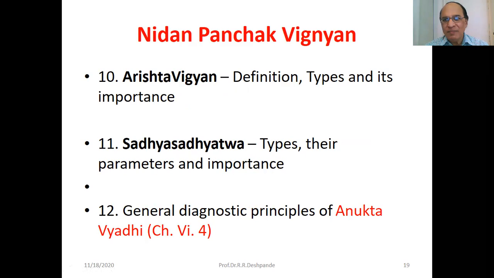In the corona, for example, if there is a drop of my oxygen level below 70, below 50, it's a grave sign. The patient can die at any moment. That is Arishta according to Ayurveda.